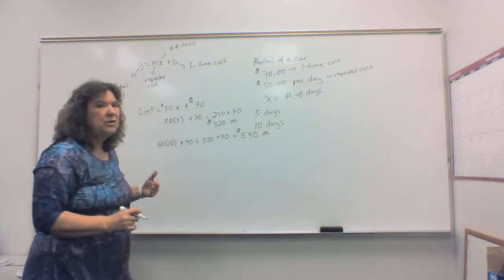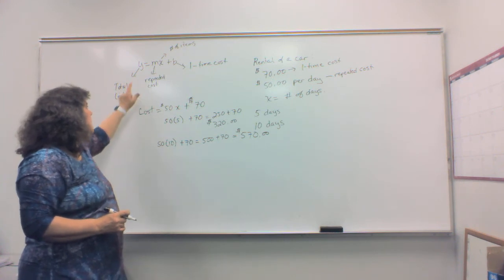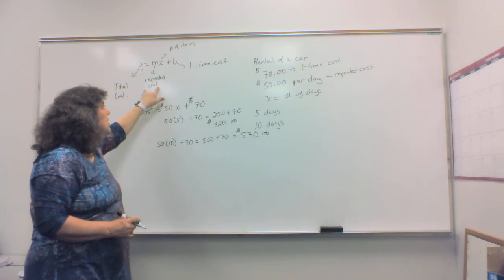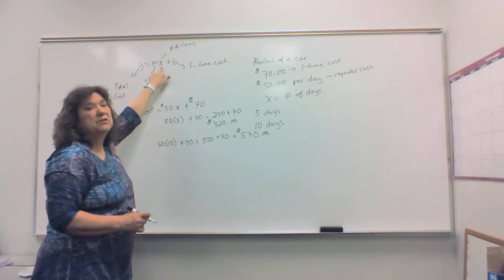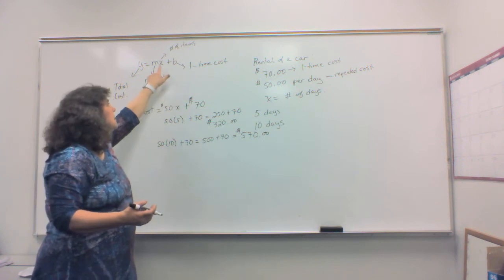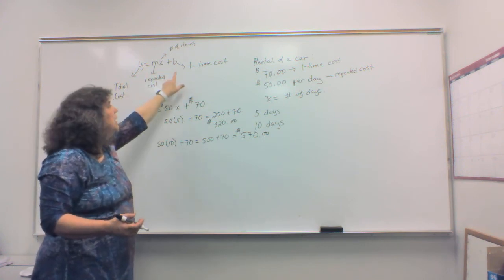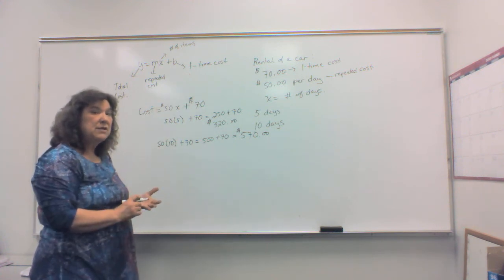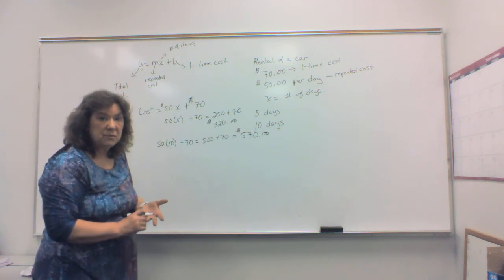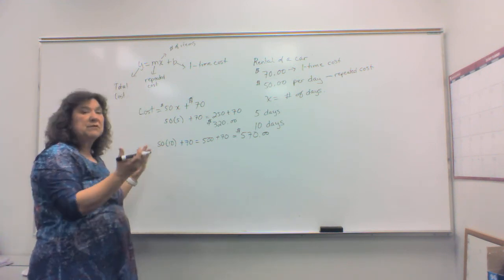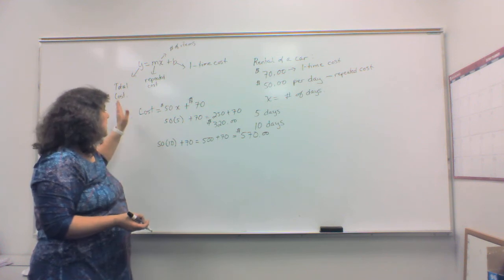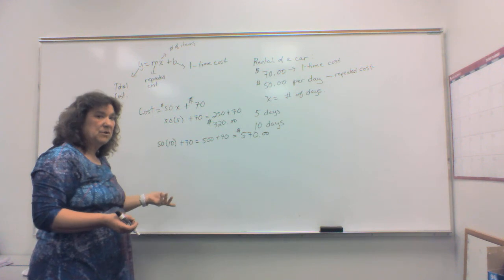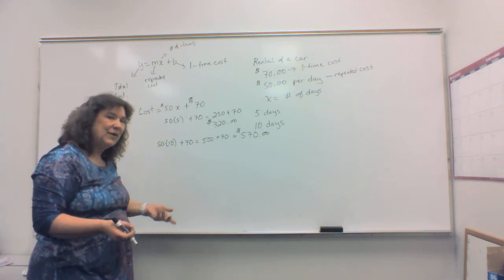So you can see how you can use this. Your y is the total cost. Your slope, or the m, is your repeated cost. X is the number of items or days or miles or whatever it is that you're counting the number of. And b is your one-time cost. So identify what is the one-time cost, identify what is the repeated cost, and you will be able to figure out these word problems by getting your equation first and then plugging in the values for the x that they want you to use. Okay, good luck, have fun.